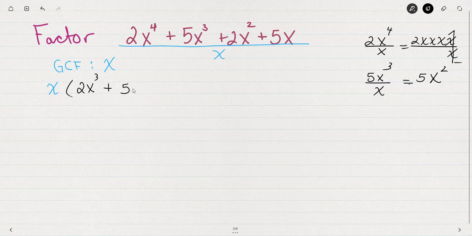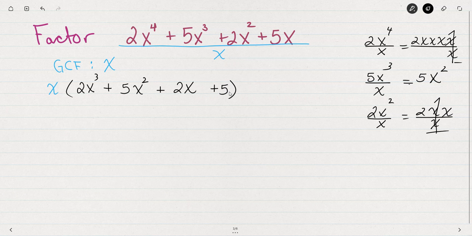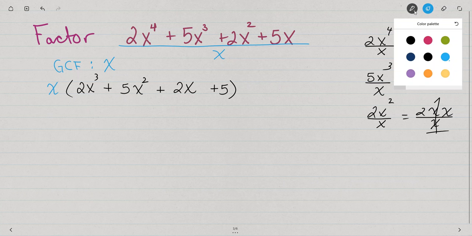So we have 2x cubed plus 5x squared. 2x squared divided by x is 2x. It's like 2 times x divided by x; the x divides out, and we're left with 2x. And then 5x divided by x is 5. So there's the first step. I factored out the GCF. Now I'm ready to do a factor by grouping.